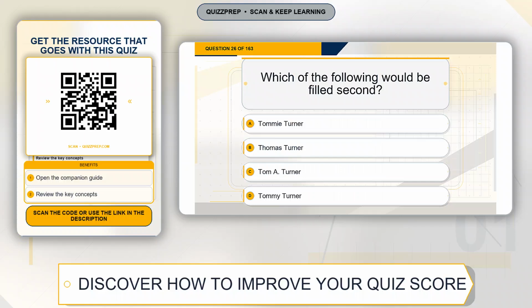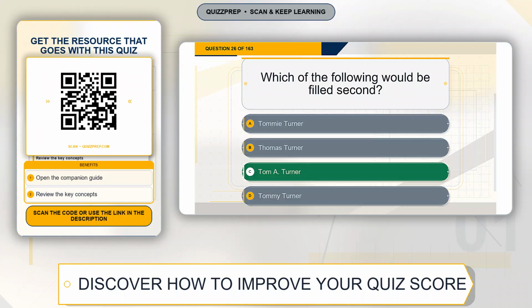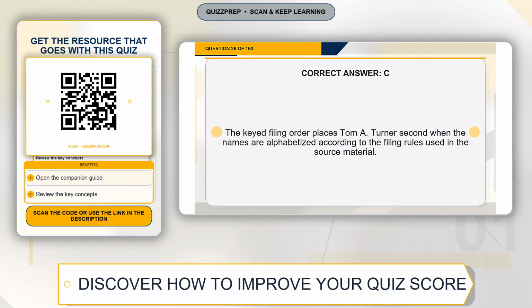Question 26. Which of the following would be filed second? Option A, Tommy Turner. Option B, Thomas Turner. Option C, Tom A. Turner. Option D, Tommy Turner. The correct answer is option C, Tom A. Turner. Explanation. The keyed filing order places Tom A. Turner second when the names are alphabetized according to the filing rules used in the source material.